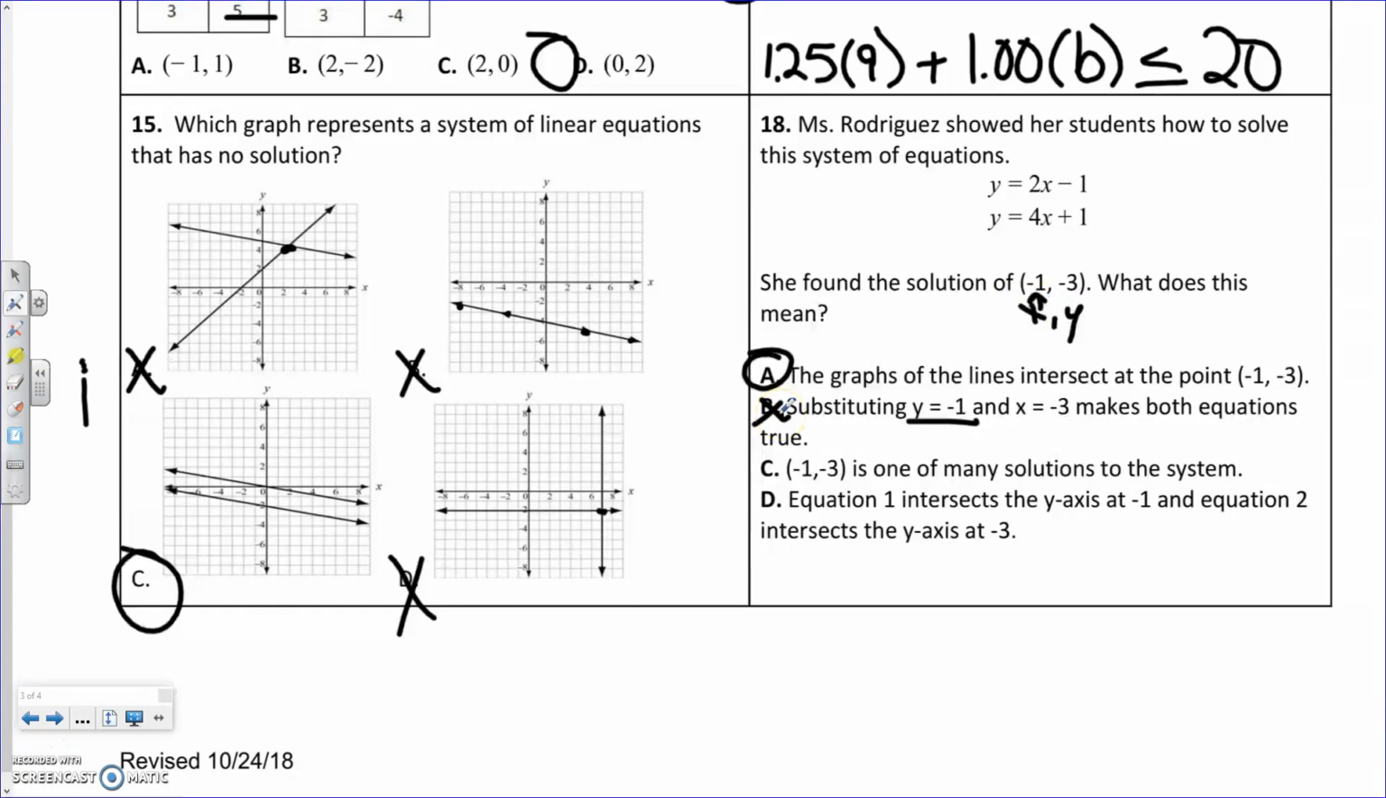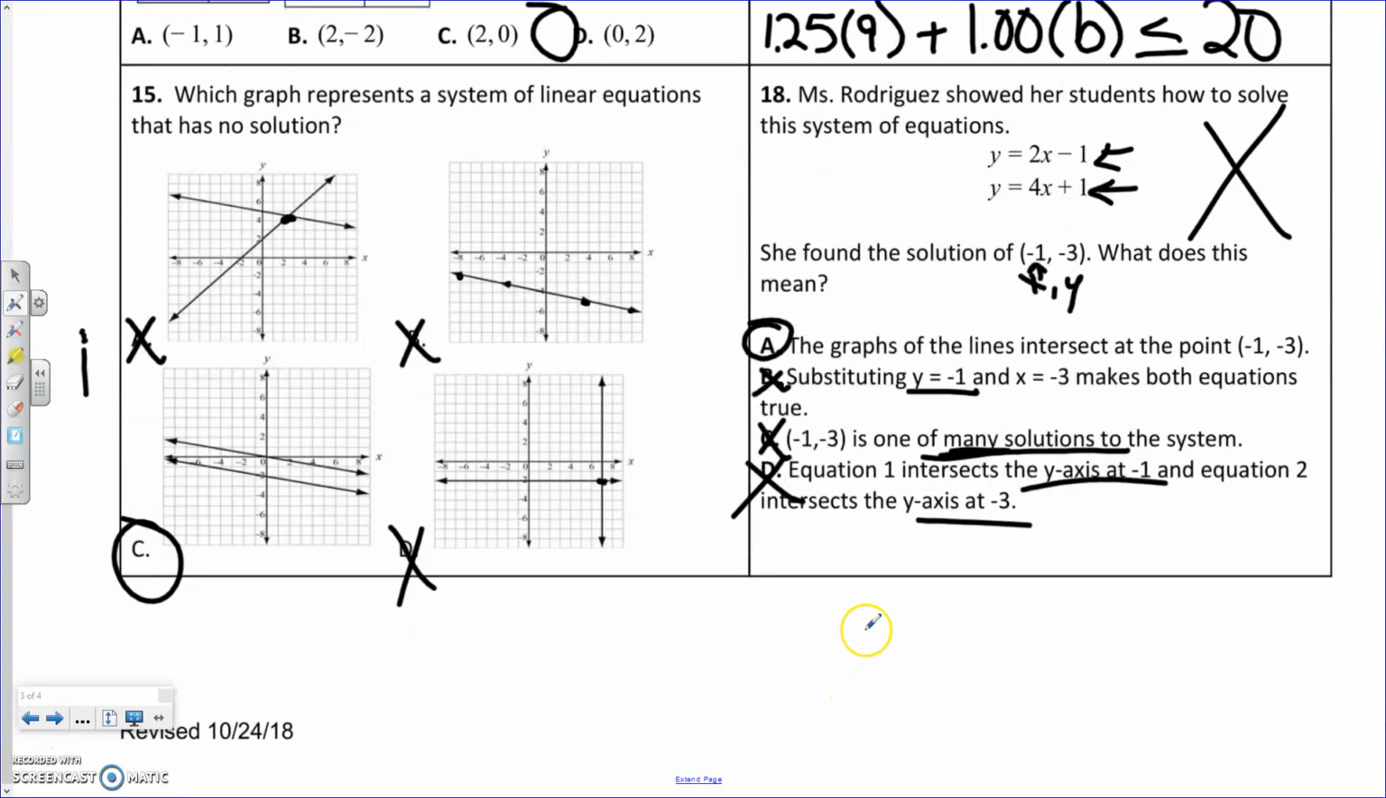C doesn't work for us because it says -1, -3 is a solution of many, right? No, these are two completely different lines. And when we have two completely different lines, that means they're going to intersect in one spot. So it can't be many solutions. The only way you can have many solutions is if it's the exact same line. So that doesn't work. And then D, I don't even know what D is talking about. This stuff doesn't make sense. So D is definitely not an answer choice. So just pay attention and pick the answer that makes sense to you. Like I said, that should be an easy question for you tomorrow.